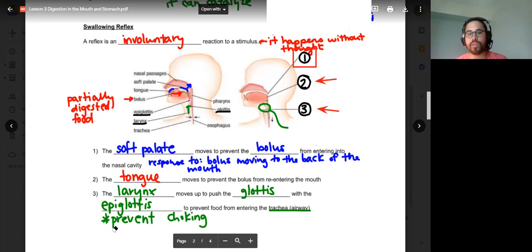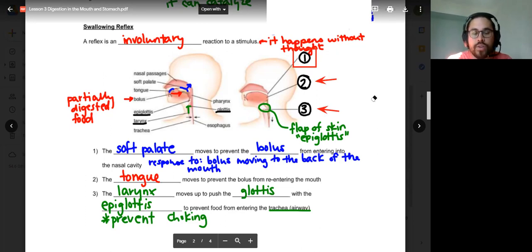All right, folks. Questions? Oh, also one more thing here. The flap of skin is called the epiglottis. So the epiglottis and glottis are flaps of skin, and the larynx is like a muscle, bone, and cartilage structure that presses up against them to close those flaps to prevent food from going into your airway. And that's it, that's today's lesson in a nutshell.